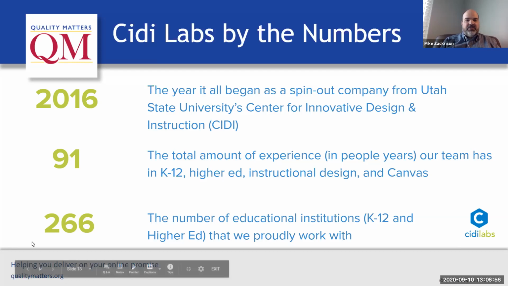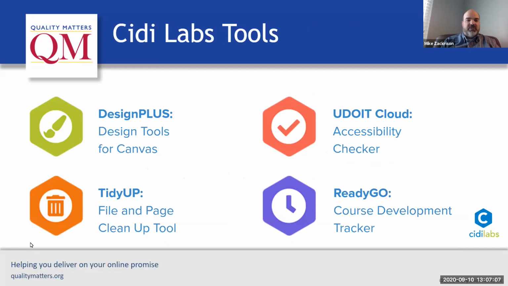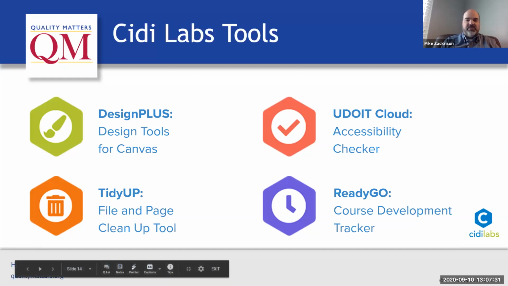In our portfolio of products, go ahead to the next slide, we have 4 products, 3 of which came from our partnership with Utah State University: DesignPLUS, Tidy Up, and the ReadyGo course development tracker tool. Those are the 3 that have been developed by Utah State. And then last year we partnered with University of Central Florida, who developed the UDOIT accessibility checker for Canvas. We partnered with them to not only continue the roadmap of that product, but also bring it into a cloud service for the broader community.